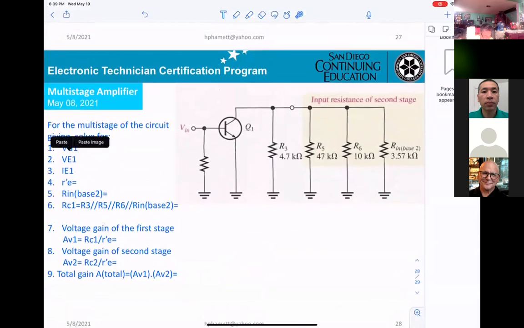So basically they want RC1, the voltage gain of the first stage, the voltage gain of the second stage, and the total. I will give it to you and try to explain all of the calculation. But right now we don't have enough time. We have to take the test right now, otherwise we don't have time.